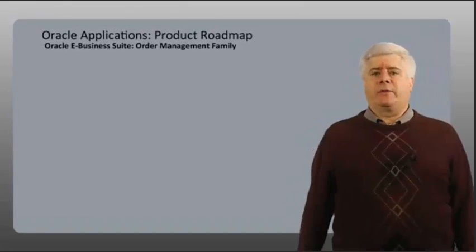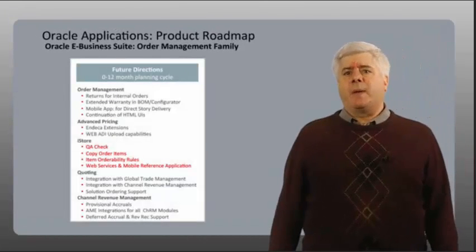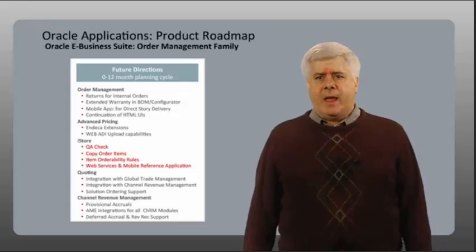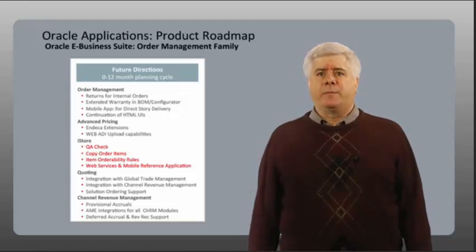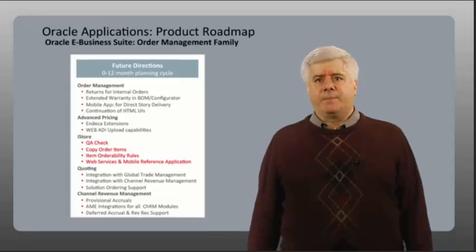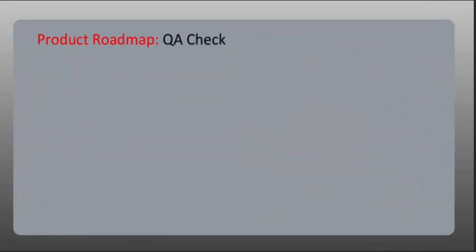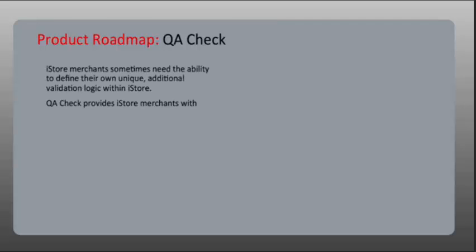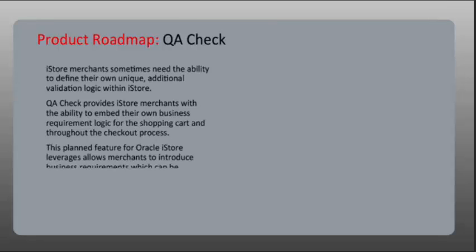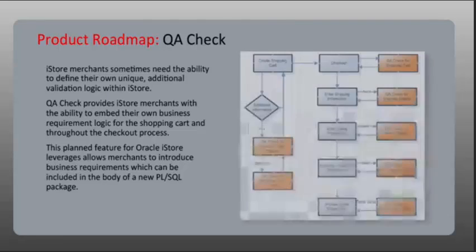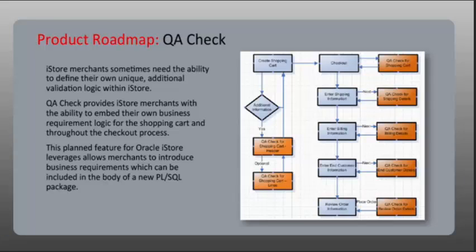So where are we going with iStore? Again, we shared our product roadmap at Oracle OpenWorld, and there are a few items here that we have on the drawing board. Let's cover these real quickly. The first one is QA check. What this does is allow end customers to embed their own logic in the shopping cart or during the checkout process when placing an order. It allows customers to include a package body with their own logic and to be able to raise error messages and stop any of the process flows.